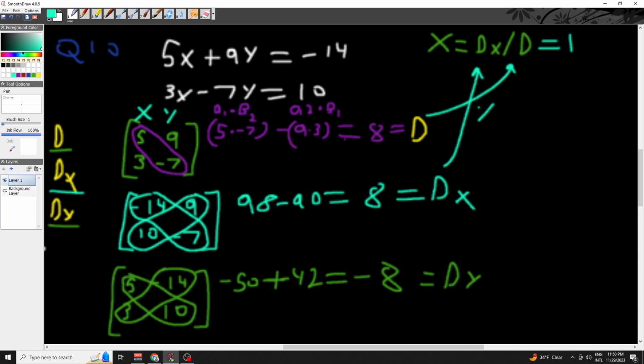In order to get y, well, I should probably get a different color. In order to get y, take the determinant of y divided by the determinant, which gets you -1, because we have -8 divided by 8, which gets you -1. That's your x and y value. It's kind of crazy. That's the entire thing. Personally, I will be acing the test per usual. Good luck to you.